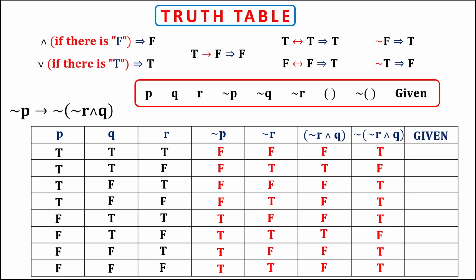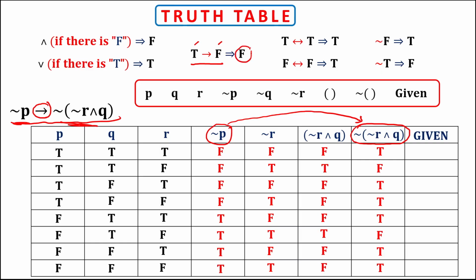Then the last one is for the given. So this is the given, so that's not P, arrow to the negation of not R and Q. So arrow to this column. So again, the connector is implication or arrow. So this not P arrow to this column. Now take note, for implication, only true implies false is false.